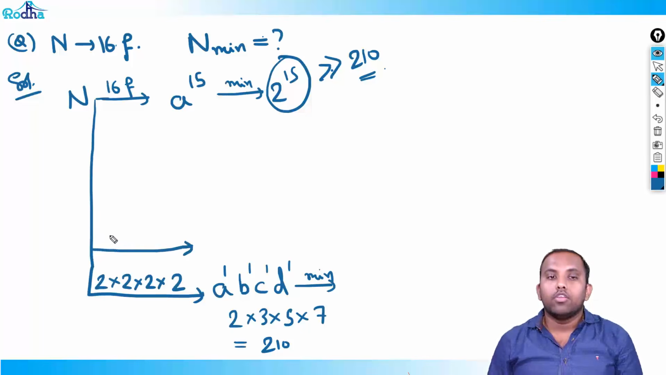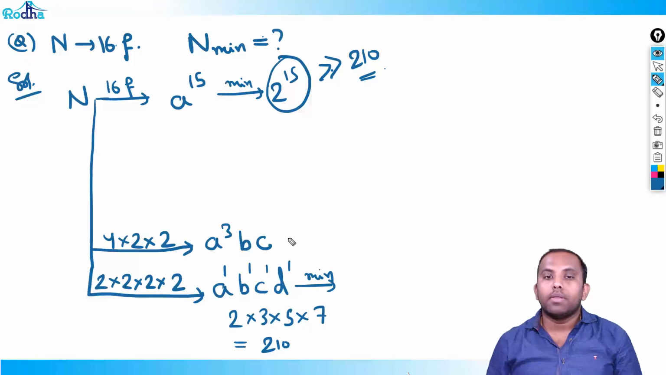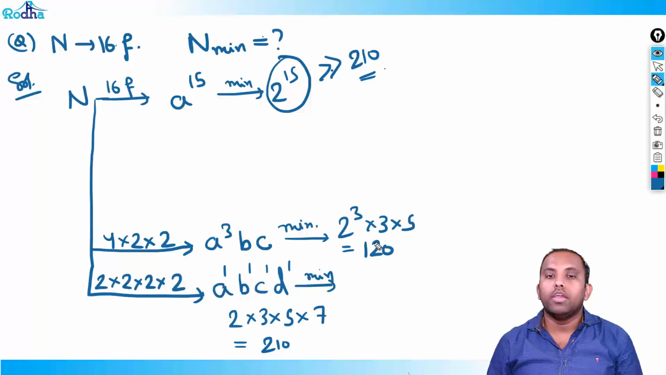3 parts, right? Those 3 parts could be 4 into 2 into 2, let's say. I can split like this, 4 into 2 into 2. So what is the number? The number will be a cube into b into c, because factor 2 power 1, power 1, factor 4 power 3. What is the minimum number here? The minimum number will be 2 cube into 3 into 5. This is 120. You see, 120 is smaller than 210.